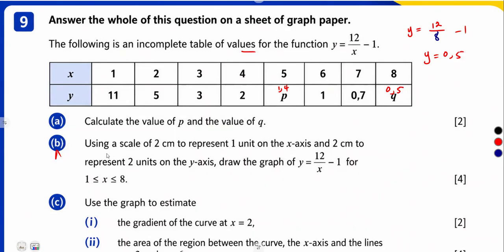Then on B, using a scale of 2 centimeters to represent 1 unit on the x-axis, and 2 centimeters to represent 2 units on the y-axis, draw this graph for x values taken from 1 up to 8. As you can see, our x values are positive. All values here are positive. All y values are also positive.